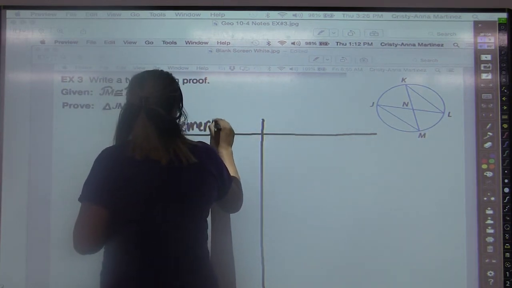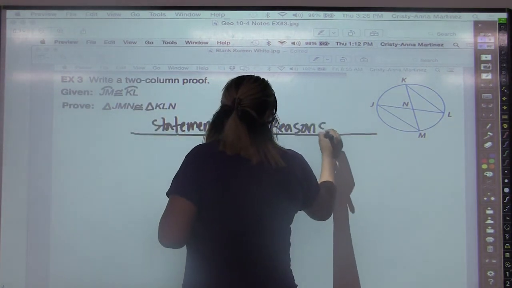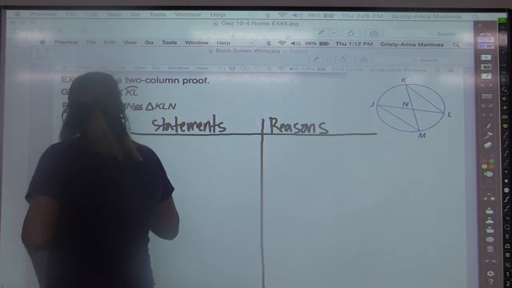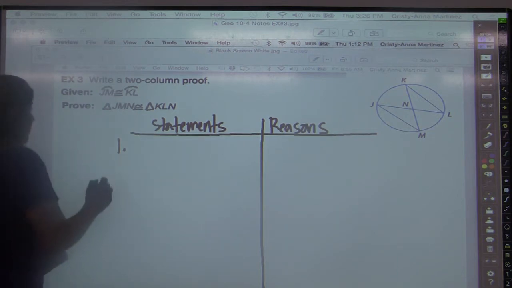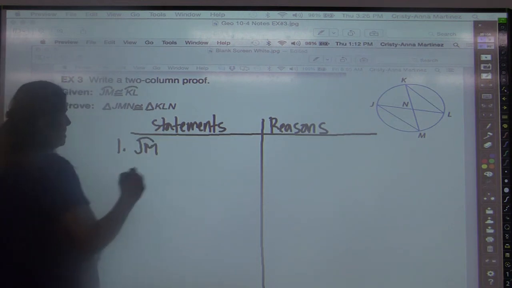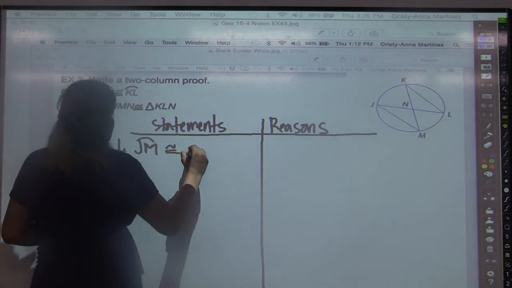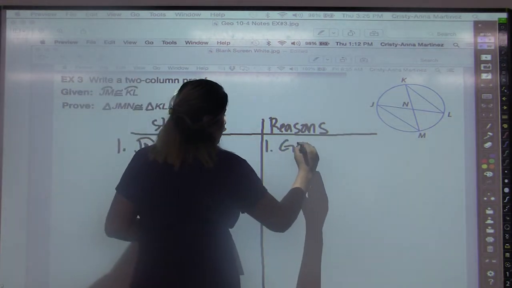But we're going to write our statements. It's been a while since we've done a proof, so hopefully you haven't forgotten everything. But when we write a proof, we generally start with the given statement and then see where that carries us. So for our first statement, we're going to start with arc JM is congruent to arc KL. And that's pretty much given.